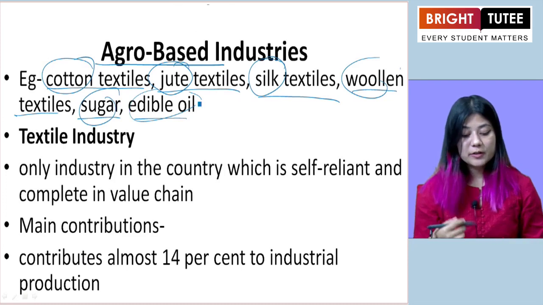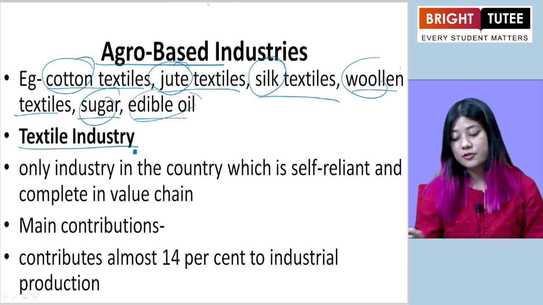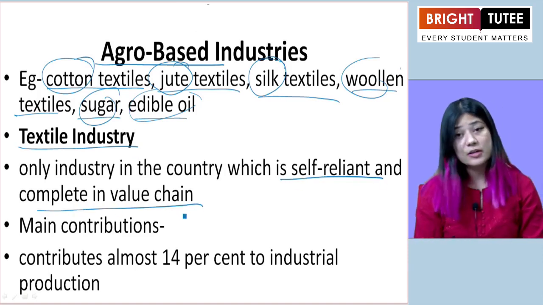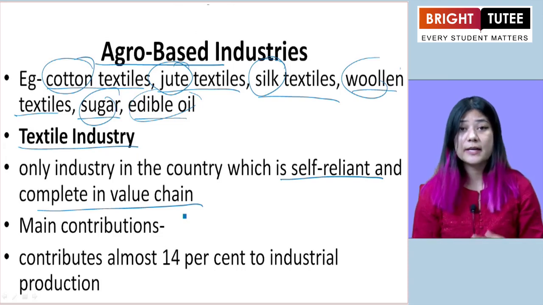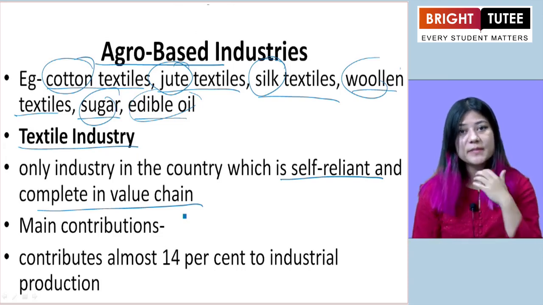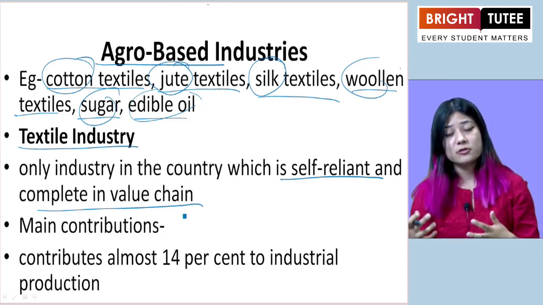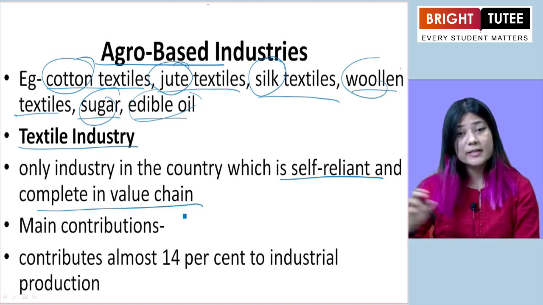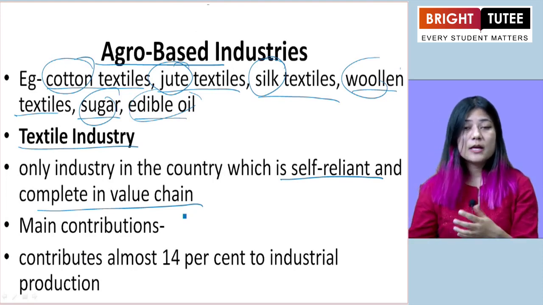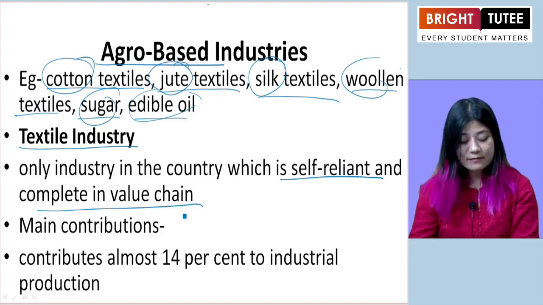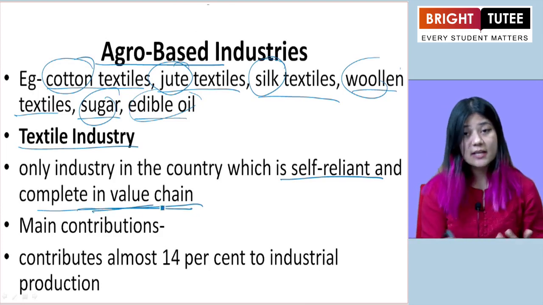So the first one that we are going to look at is the textile industry. Now, the textile industry is the only industry in our country which is self-reliant and complete in value chain, meaning it does not have to depend on others. It is self-reliant because it gets raw materials from the agricultural sector, and that raw material is used for the manufacture of finished goods which are high value. They don't have to send it somewhere else to ensure that the finished goods have high value. The entire process is self-reliant and it completes the chain itself.